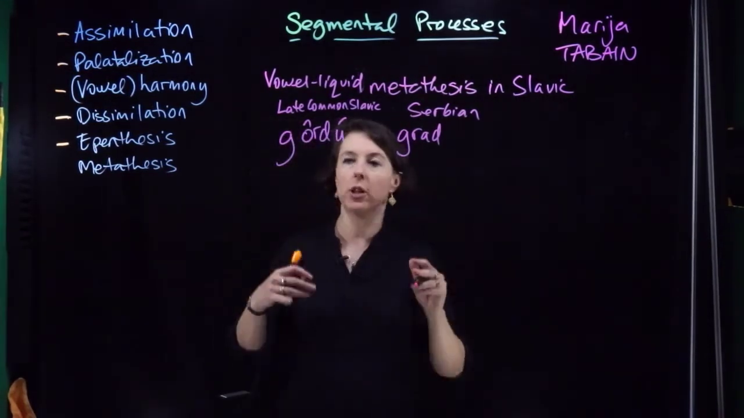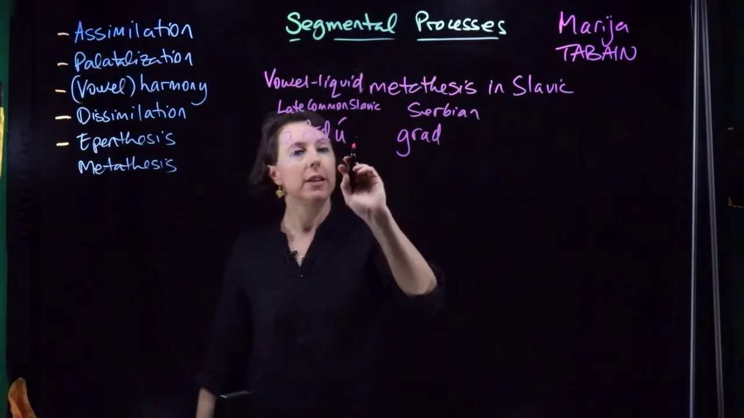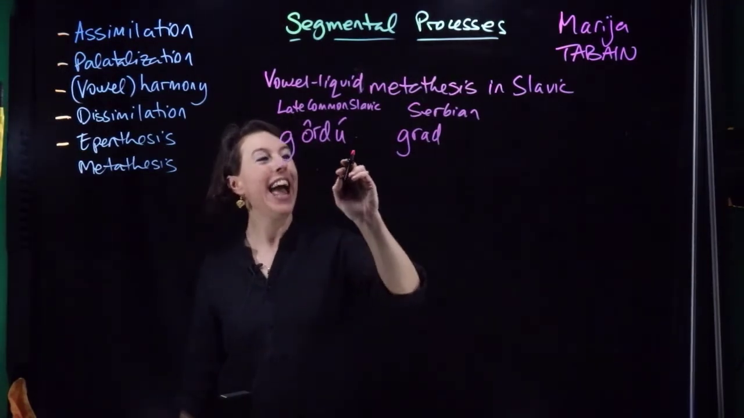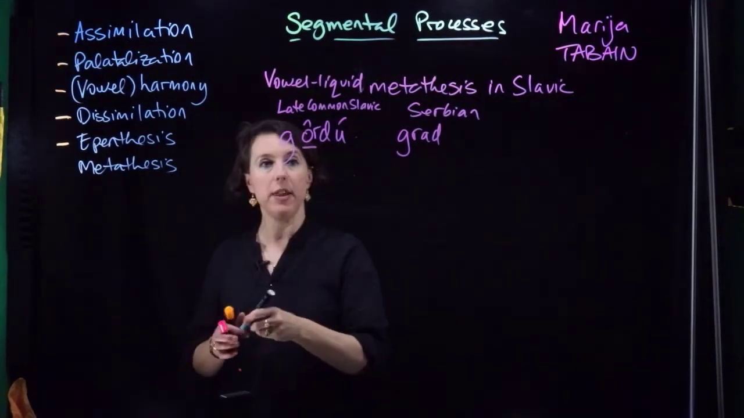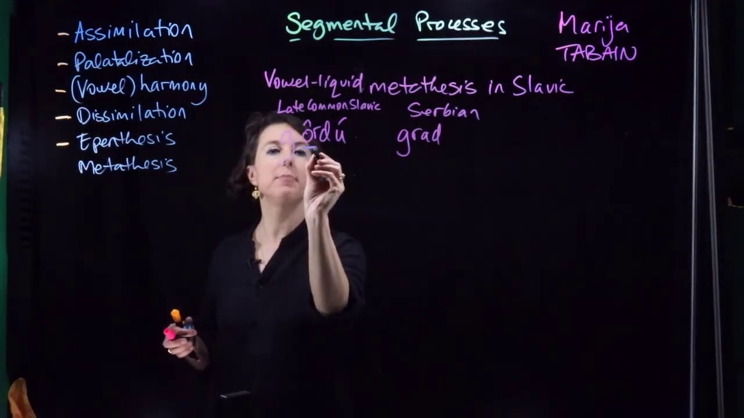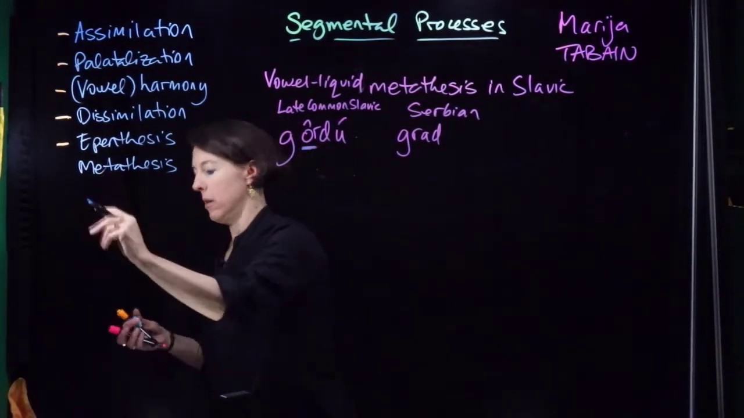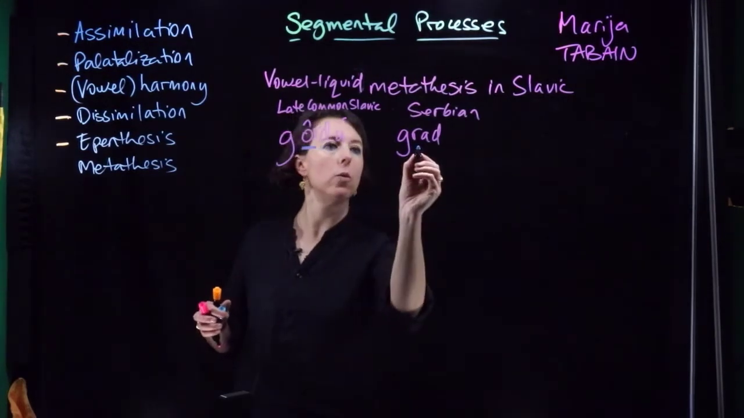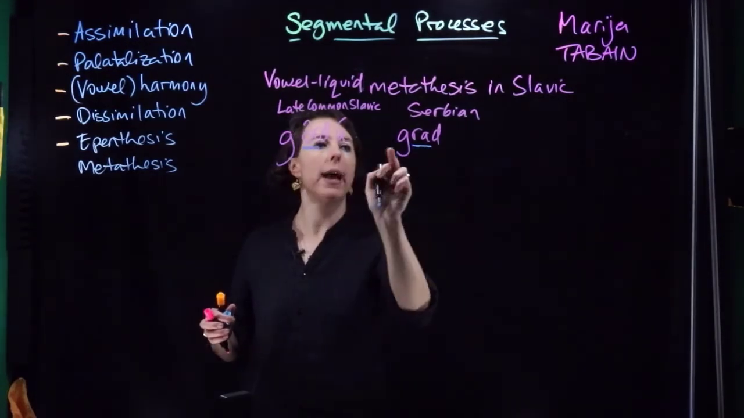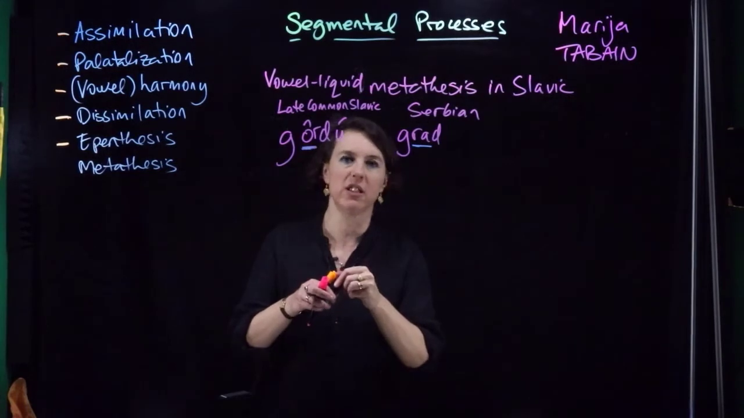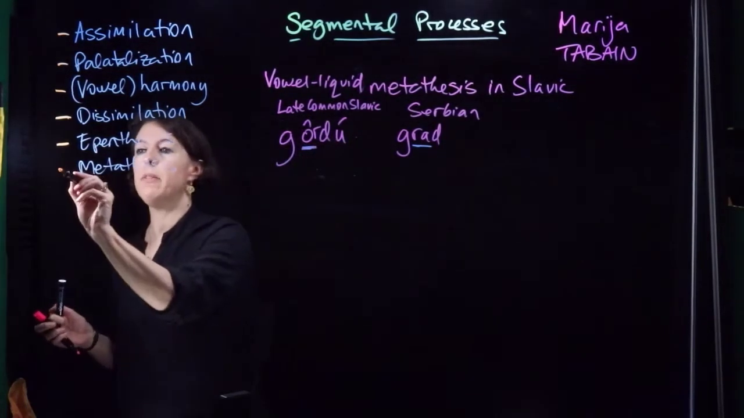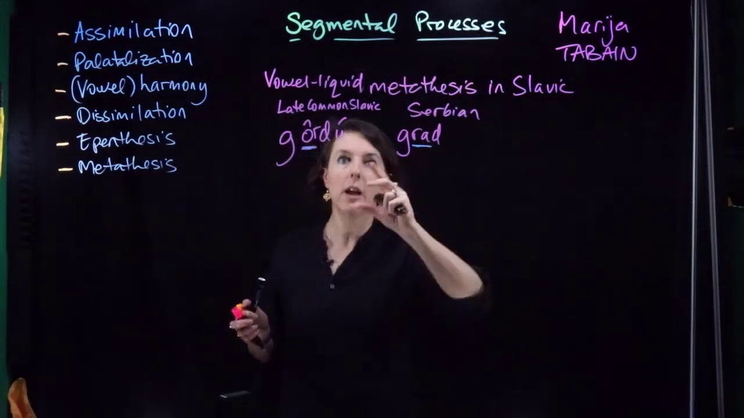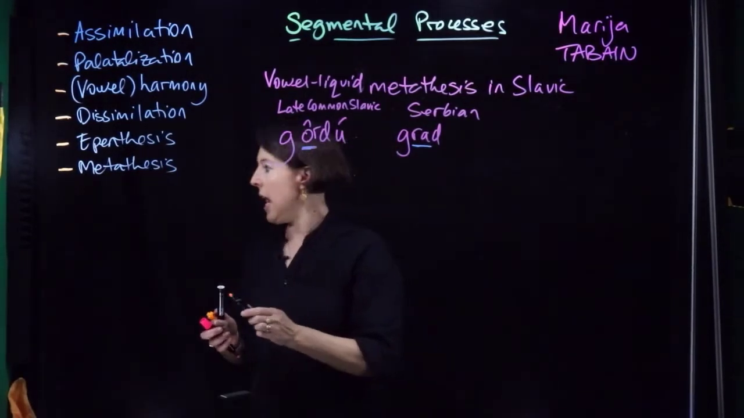Okay, so what's happened phonologically? Sorry, I'm bogged down in the meaning. The vowel and the liquid have flipped. All right, metathesis is about flipping. Gordu became grad. Forget about the vowel change, that's just something else that happened over the hundreds of years. So we're just doing metathesis now. So it's this flipping of two segments.